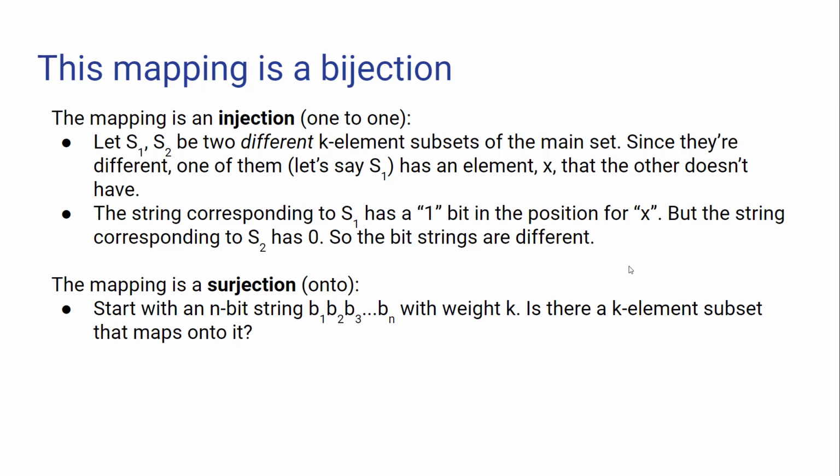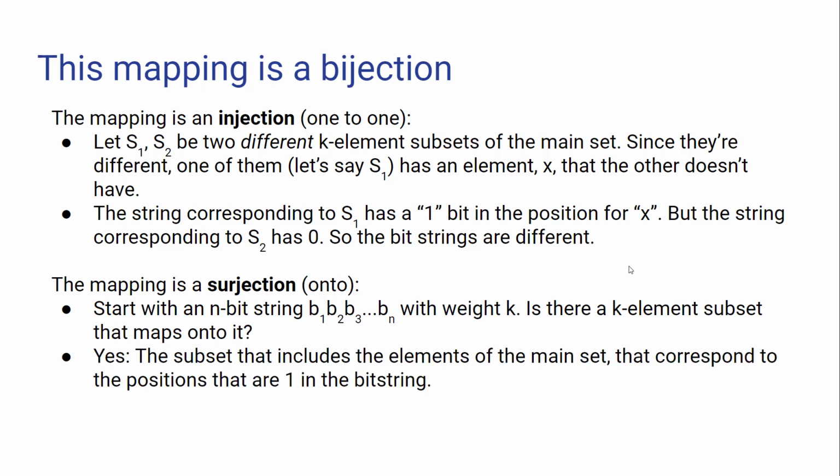Well, I certainly can, because each of those n bits corresponds to a point in the main set. And so when I encounter a 1, that means I'm going to create a subset that includes that element, whose position has a 1 in it. There are k of those positions, and so I'm going to have k elements in my subset.